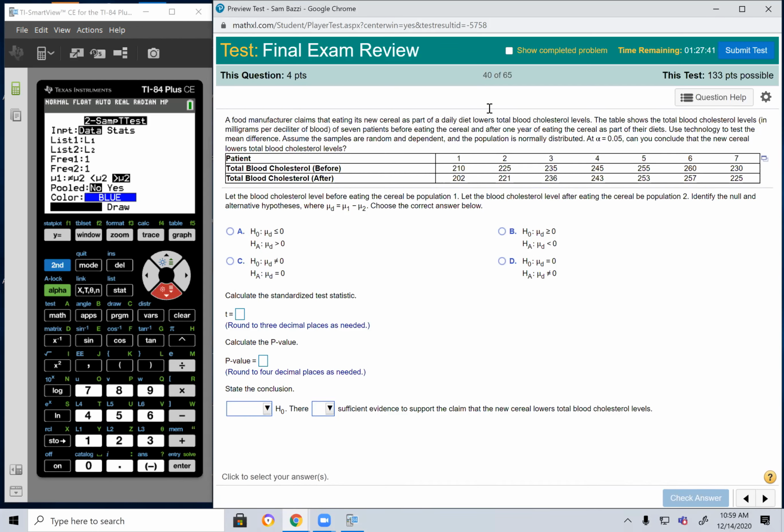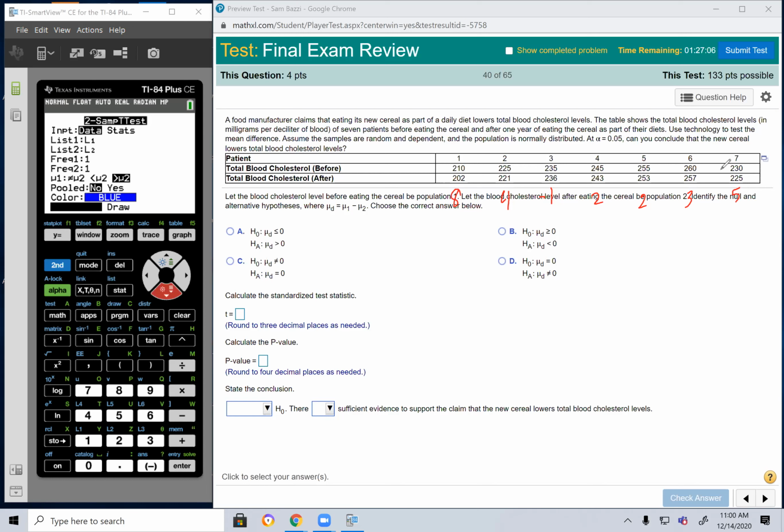Okay, guys, since the 2 samples are dependent, before and after, you have to subtract the differences. 210 minus 202 is 8. 225, that's a 4. 235 minus 236, this person didn't work. Cholesterol went up. So that's negative 1. This one went down by 2, so plus 2. 255, 2. 260 minus 257, that's a 3. 230 minus 225, that's a 5.